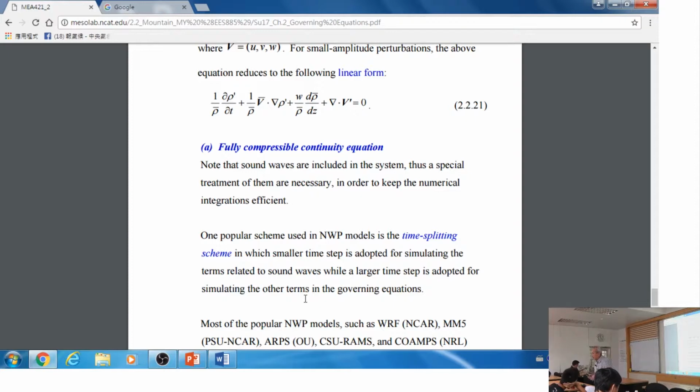The problem with a model that includes every term is that the compressible atmosphere, including the compressibility, can produce acoustic waves, and acoustic waves propagate very fast. Then the model cannot handle it, unless you have a very fine time step to resolve it. Otherwise, you will have problems, because you have to satisfy the CFL criterion.